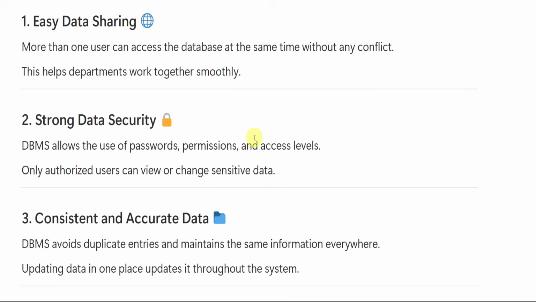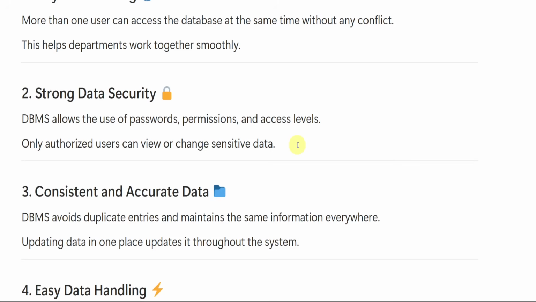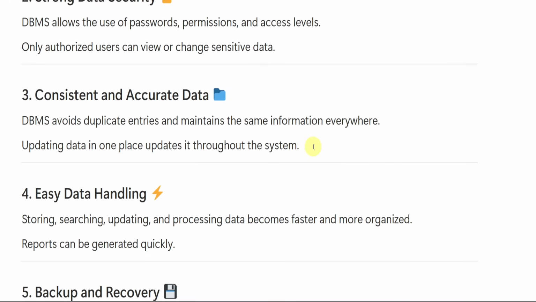Only a few people get access to that. In the same way, the notes which I am giving, only the people who are taking the notes are getting the access, not everyone. So like that, here strong data security will be there. Only the authorized or allowed people will be seeing the data, not everyone.